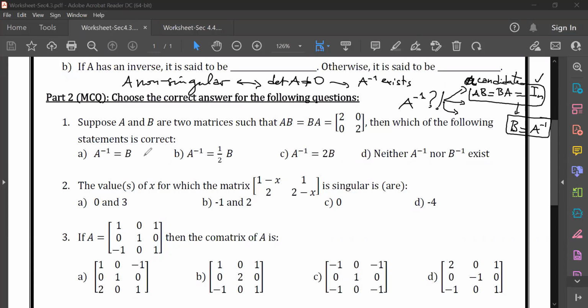This is the idea of question 1. So here we are given two matrices, A and B, such that A times B equals B times A, and equals this matrix. The question is related to the inverse of A. So here, if we compare our requirement with the relation verified by B and A, can we say that B is the inverse of A?